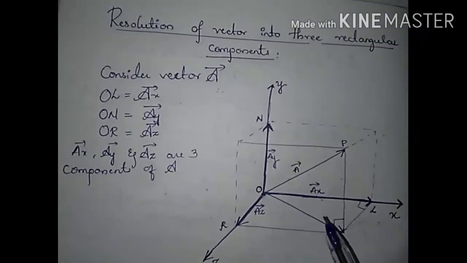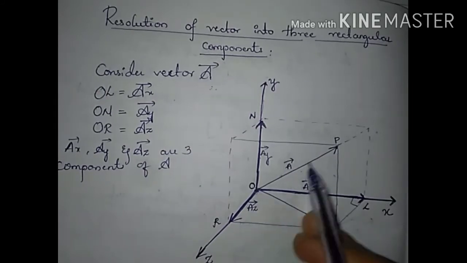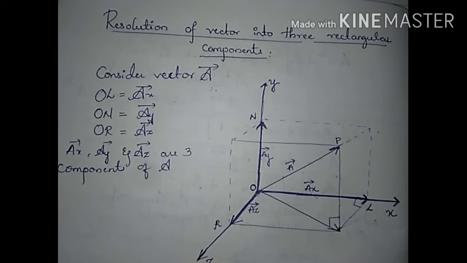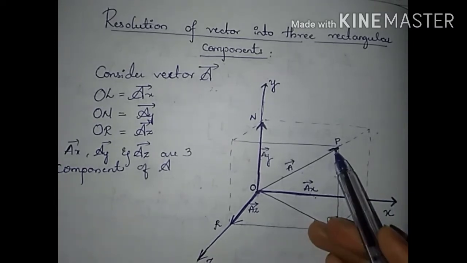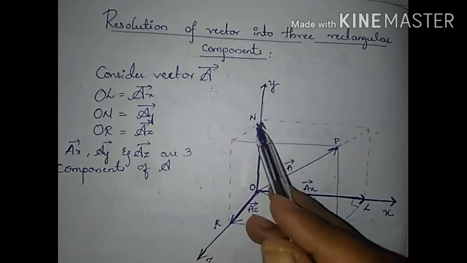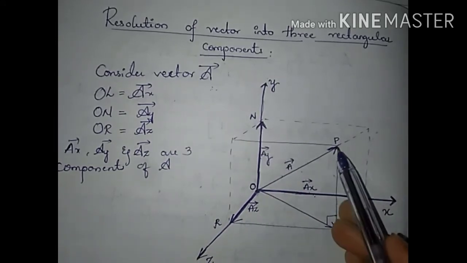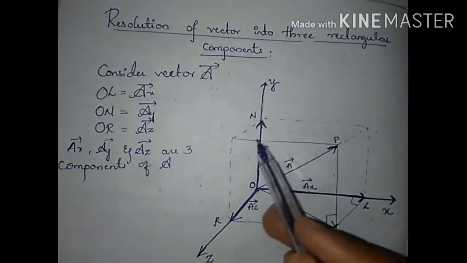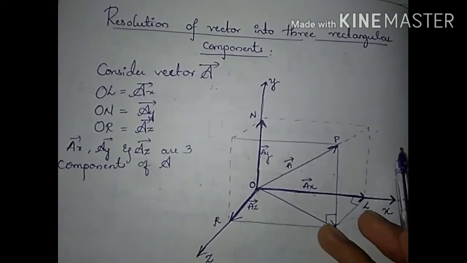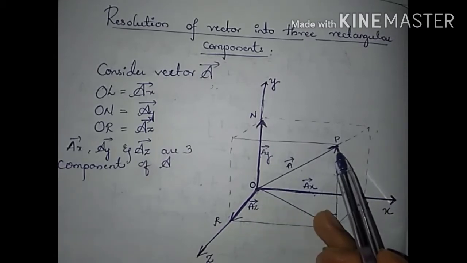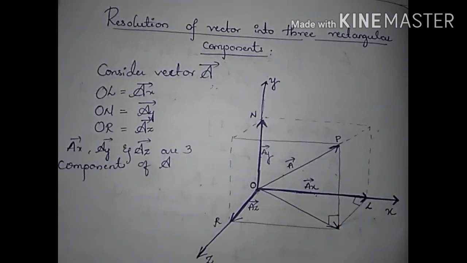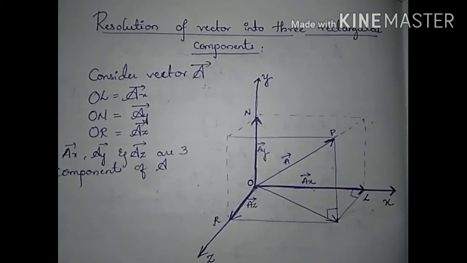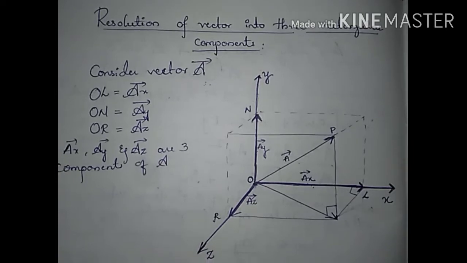Whenever a vector is given in a space, then you have to split this vector into 3 components. If the same vector is given in a plane, then this vector will get split into only 2 components, since this is a plane, and this is a space. So space means 3D, plane means 2D. If a vector is given in a space, then the components will be basically 3, and these 3 are mutually perpendicular to each other.